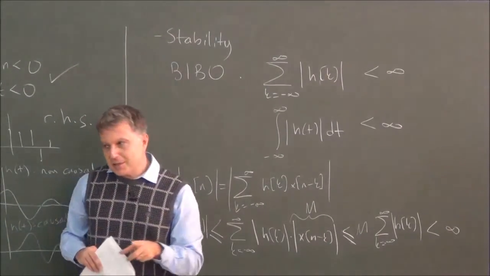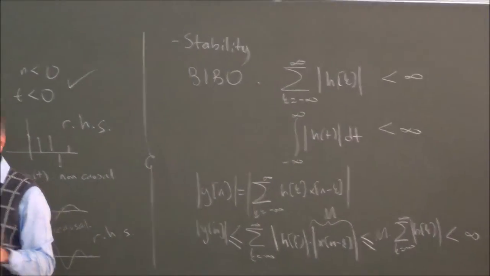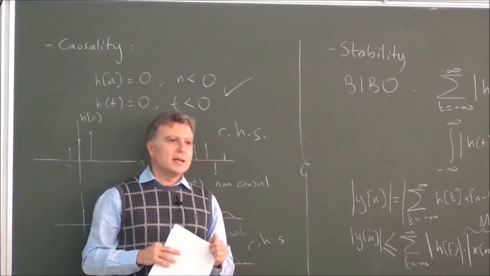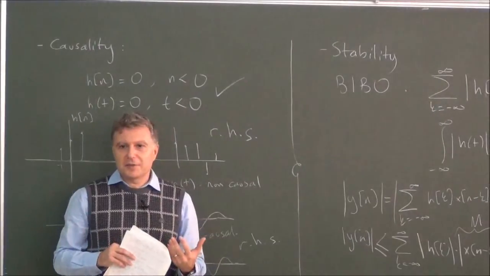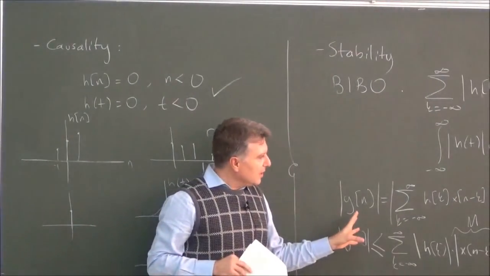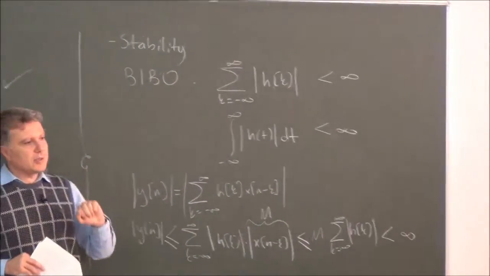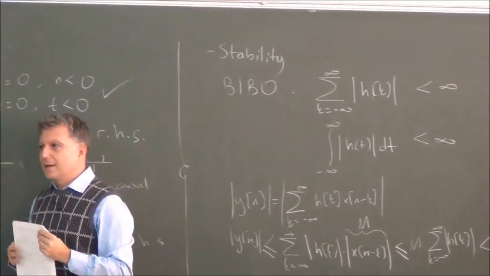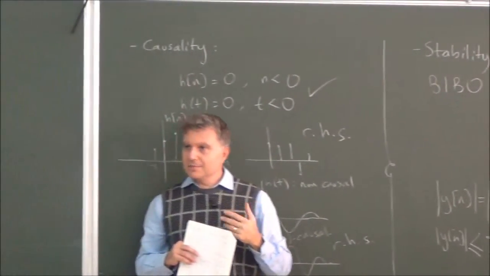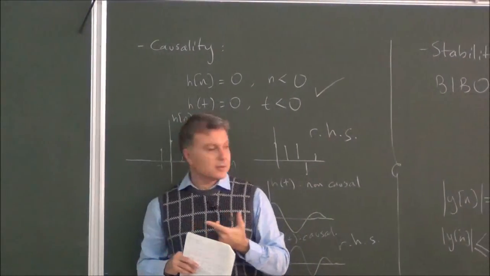But it's not a necessary condition. That's something else, as you may guess. Necessary and sufficient conditions are different things. I'm showing you that if it is less than infinity, it is sufficient to claim that it is BIBO stable. The necessary condition, you have to think of that by yourselves.